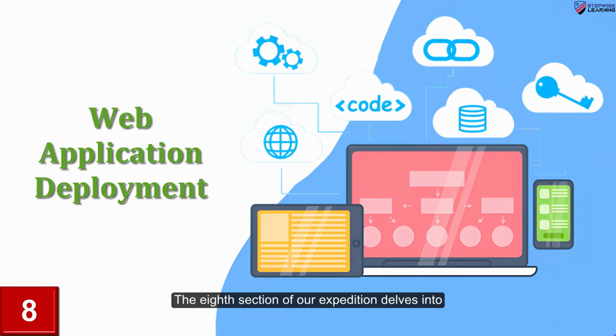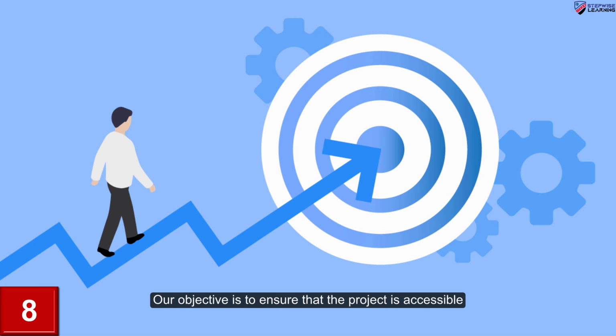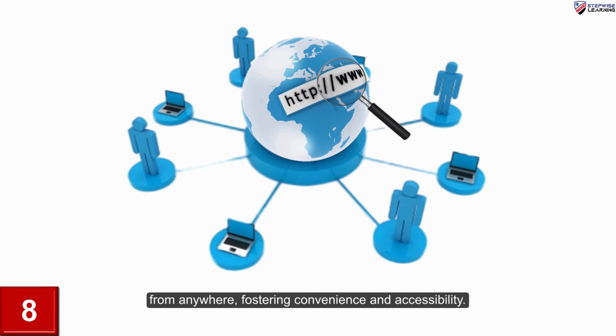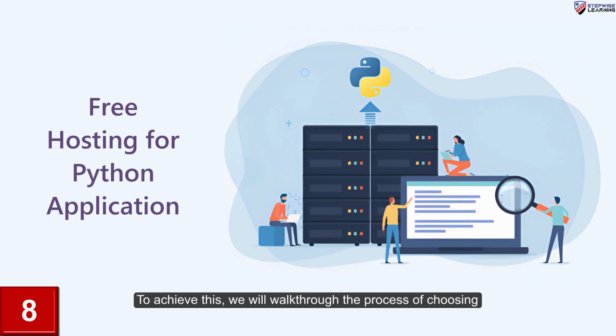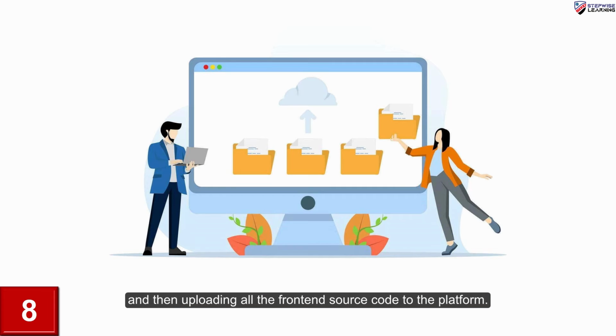The eighth section of our expedition delves into the practical aspect of deploying our project on an online server. Our objective is to ensure that the project is accessible from anywhere, fostering convenience and accessibility. To achieve this, we will walk through the process of choosing the best free Python-based hosting account and then uploading all the front-end source code to the platform.